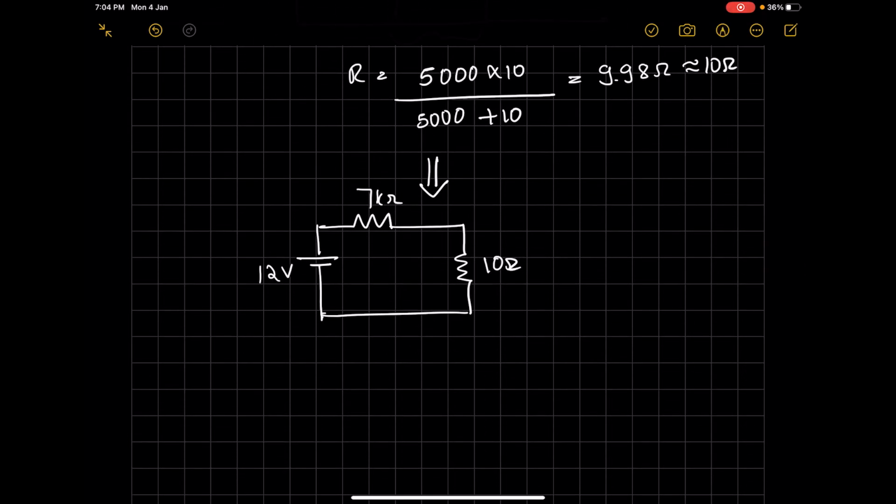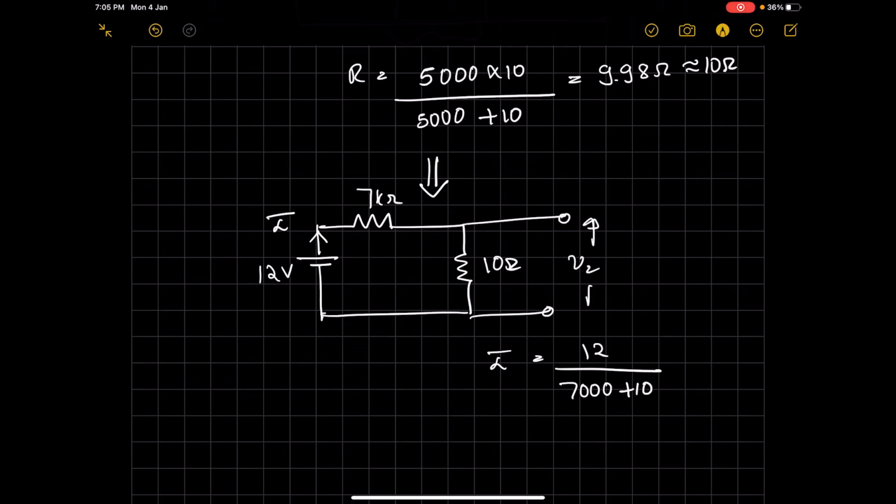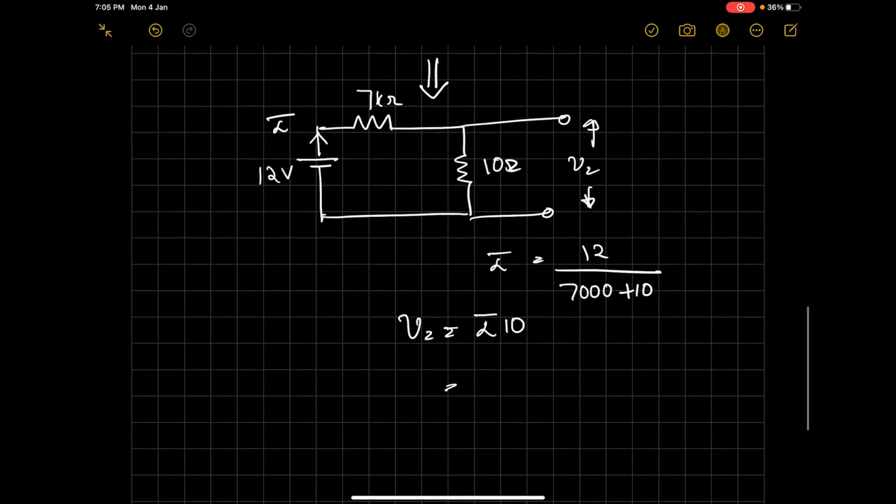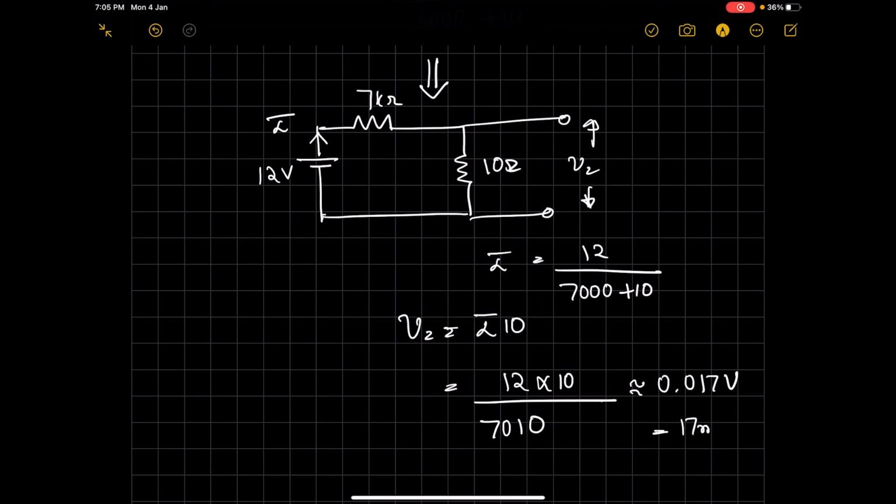Now to find the voltage, you need to find the current I. I is nothing but 12 divided by 7000 plus 10, and the voltage V2 will be nothing but I into 10 ohms, which is 12 into 10 divided by 7010, which is approximately 0.017 volts or 17 millivolts.